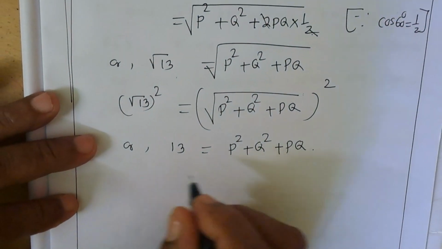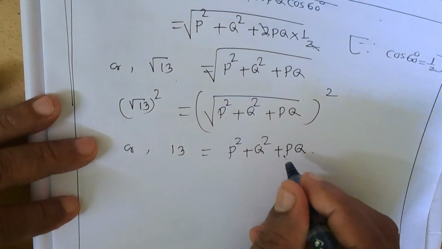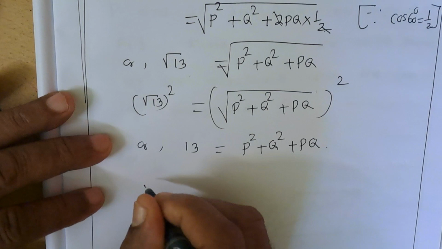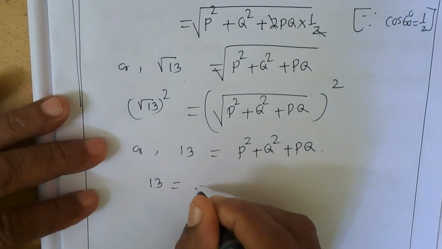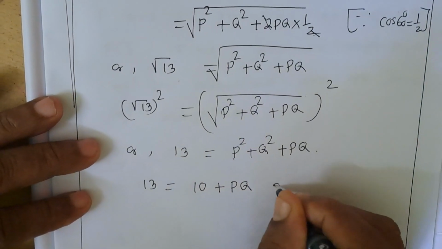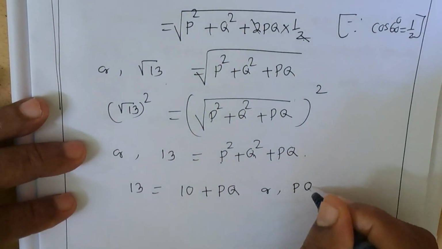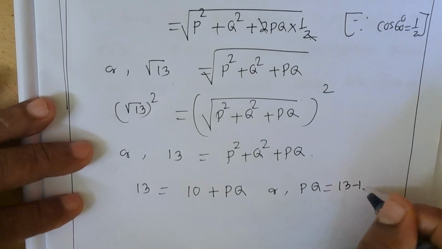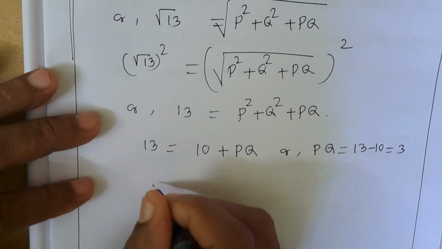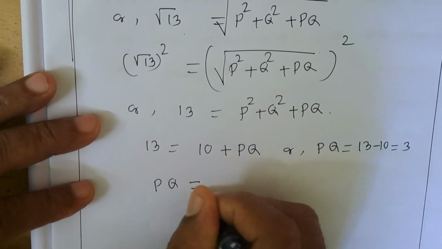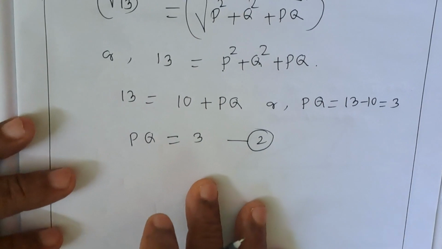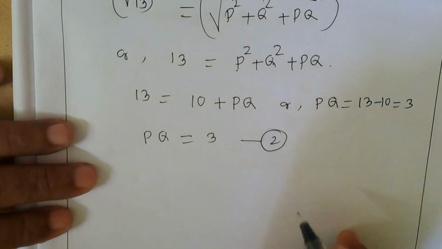But P square plus Q square is equal to 10. Then putting these values, we have 13 is equal to 10 plus PQ, or PQ is equal to 13 minus 10 is equal to 3, or PQ is equal to 3. This is equation 2.